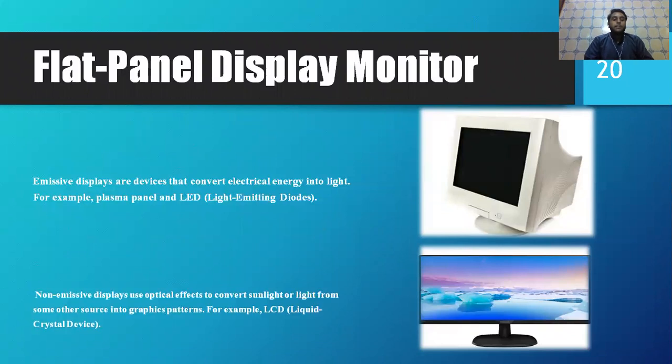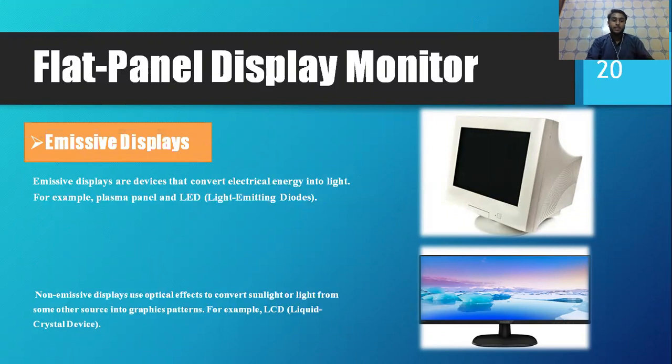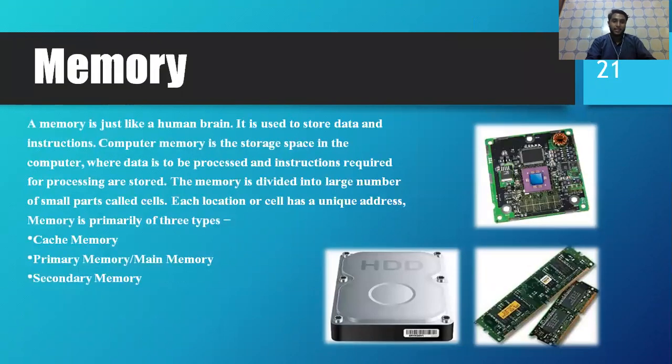Emissive displays are the devices that convert electric energy to light, for example, plasma panels and light emitting diodes. Non-emissive displays use light from some other source, such as sunlight, and convert it into a graphic picture, for example, liquid crystal devices. Emissive displays, non-emissive displays.